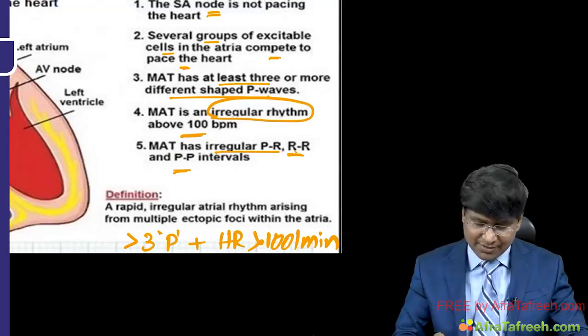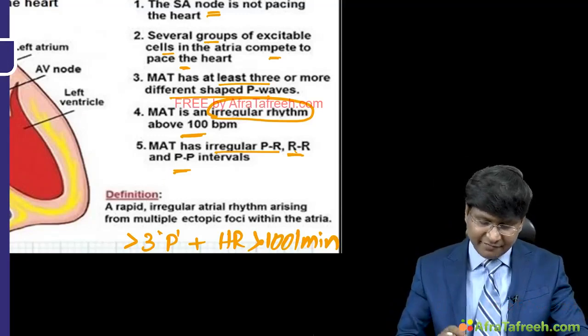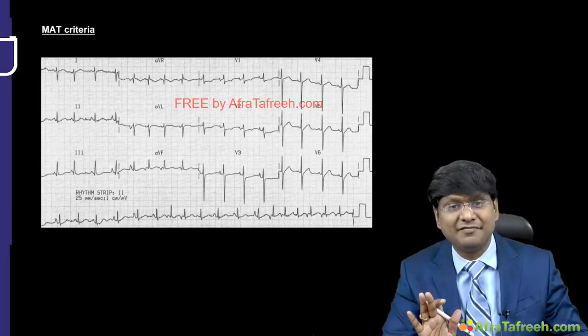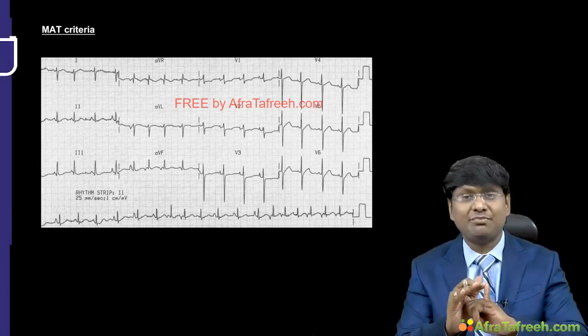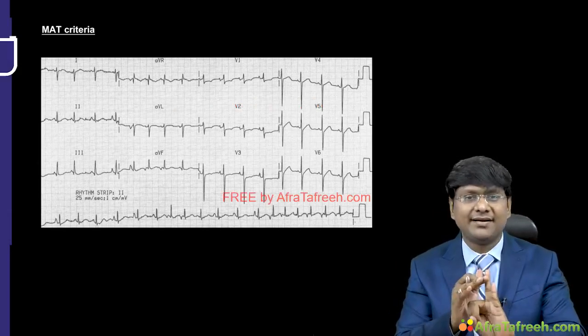Okay. So that is the criteria for MAT. So let me just do a quick recap. Number 1, heart rate more than 100. Irregularly irregular rhythm.